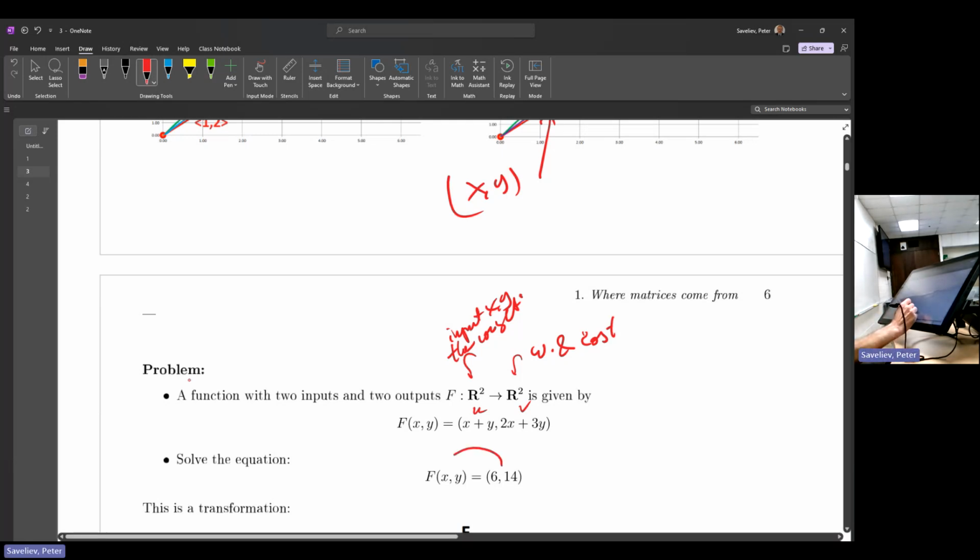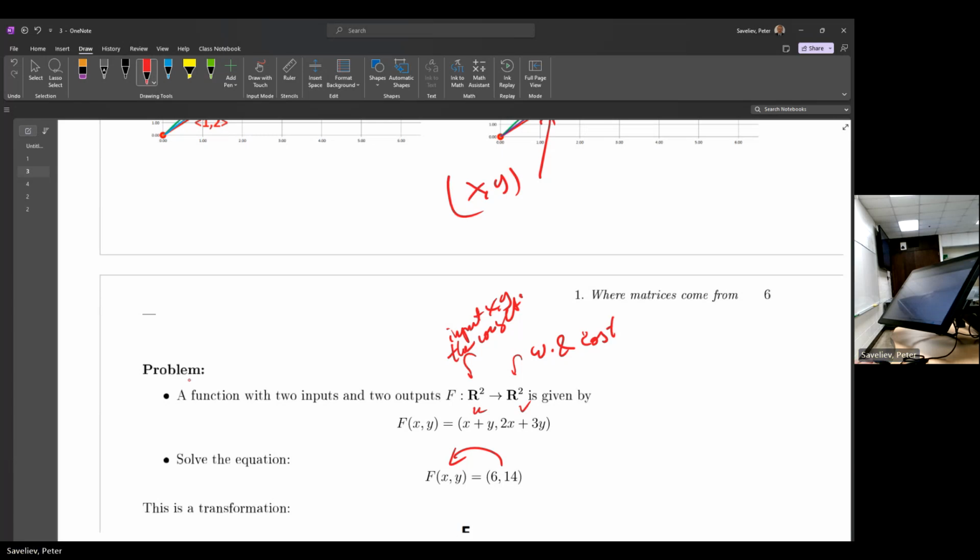Backwards. We know the output and we need to find the input. So 614 is the output of our function, given by this formula, and we need to find where 614 comes from. How do we get 614 from x, y?